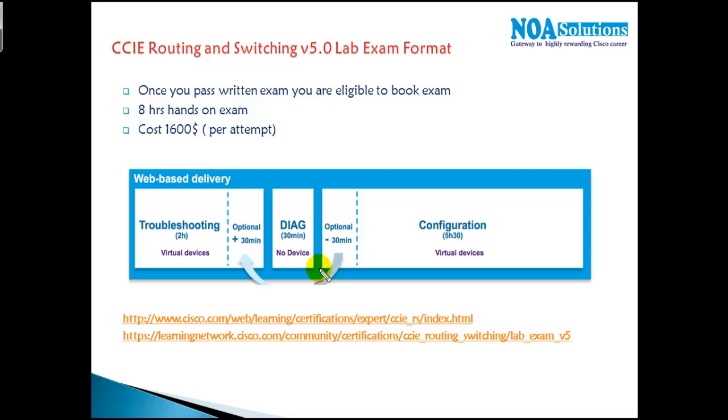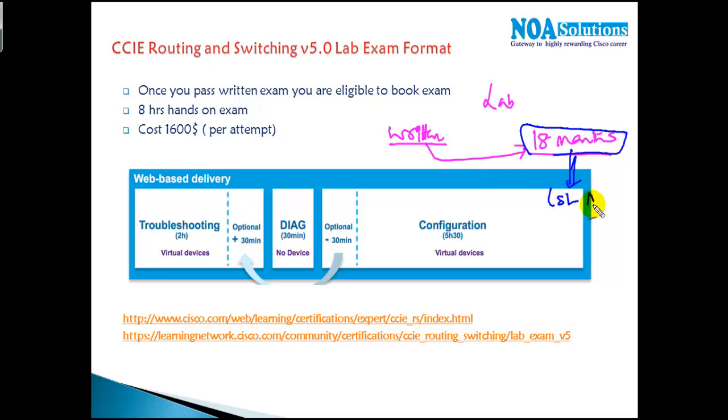Coming back to the next exam, once you pass your written exam, you will be eligible to book your lab exam. Once you pass your written exam, you have to ensure that you make at least one attempt at your CCIE lab exam within 18 months. So the written is valid for the next 18 months from the date you write your written exam till your first attempt of the lab exam. This 18 months is the validity.